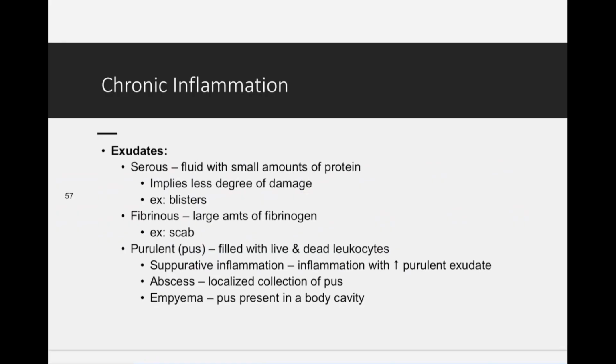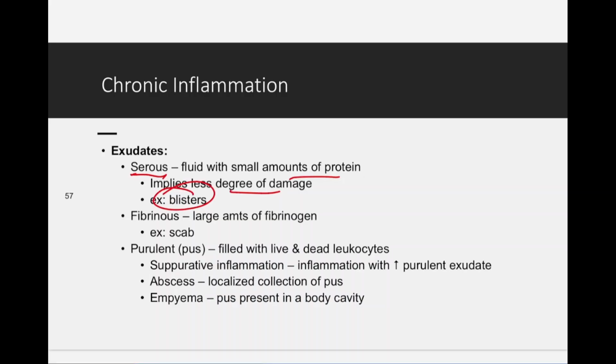So exudates. The first one is called a serous exudate, and it has to do with the makeup of the fluid. It has small amounts of protein, with a lesser degree of damage. These are your blisters. If you ever get a blister forming, it has all that fluid inside, and when you pop it, it's like water essentially. It is a serous exudate that you are seeing and experiencing with a blister.